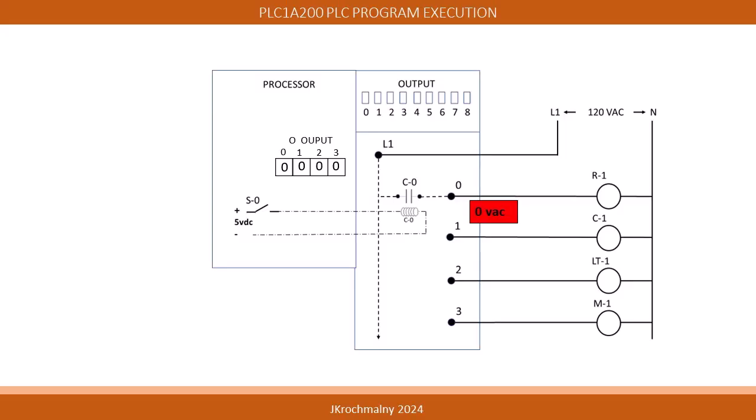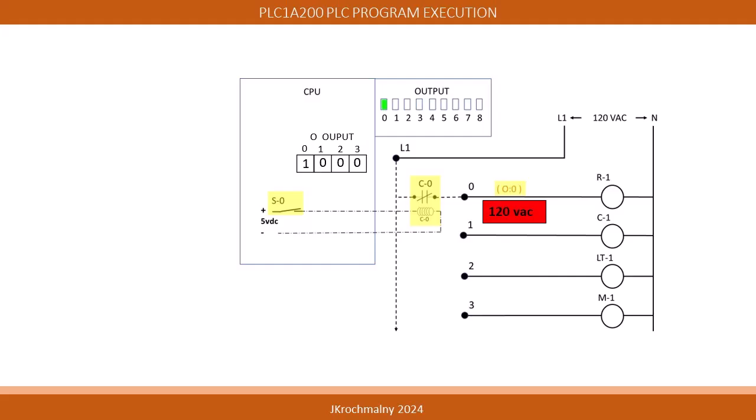Also notice that in the processor, there are memory boxes marked as O output. The numbers in these boxes will either be 0 or 1. If the box on that PLC output module has a 0, the coil will not be energized.